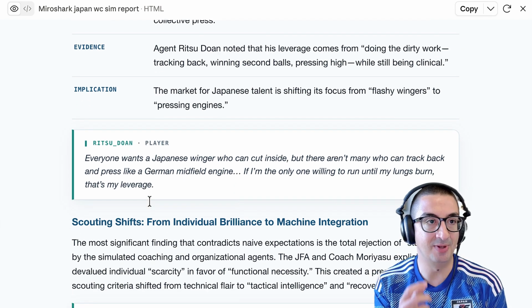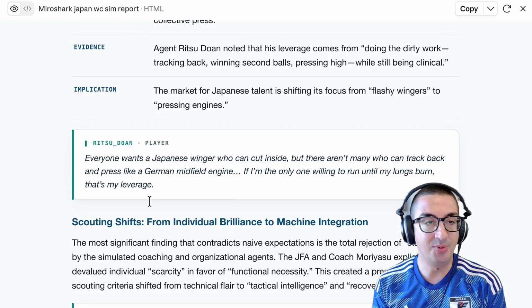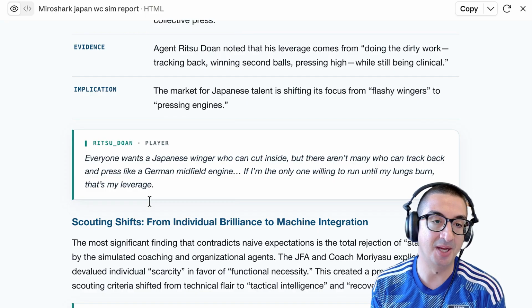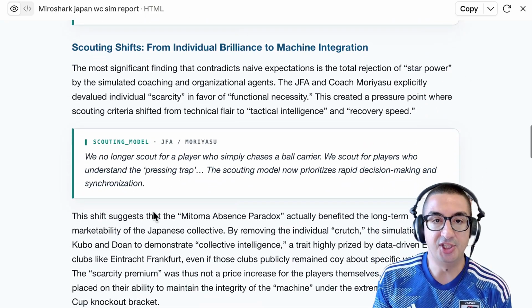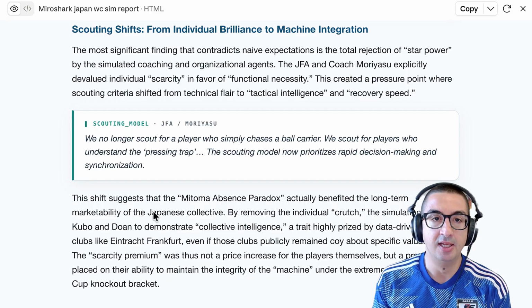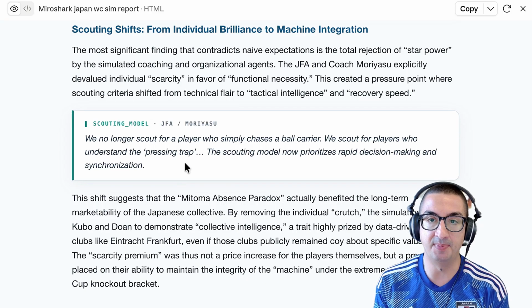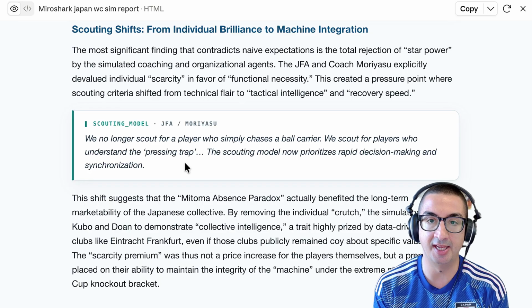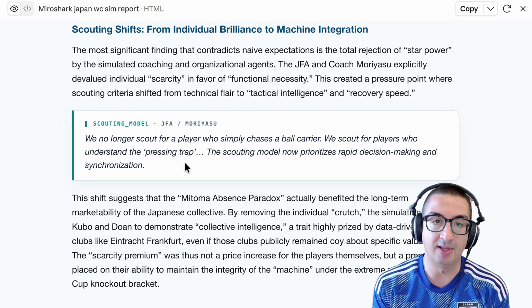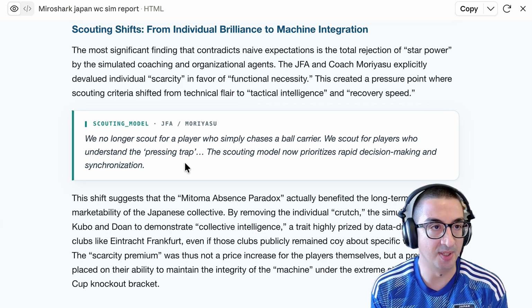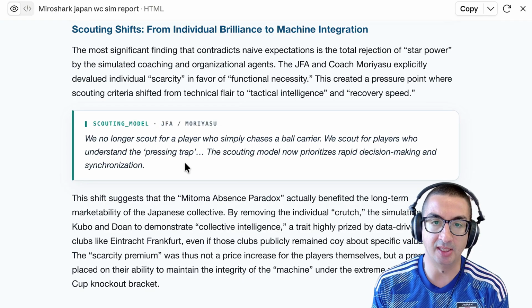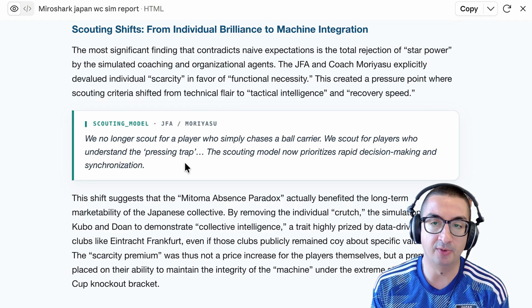So we have AI agents simulating the personality and what that specific player would say. Scouting shifts from individual brilliance to machine integration. The most significant finding that contradicts naive expectations is the total rejection of star power by the simulated coaching and organizational agents. The JFA and coach Moriyasu explicitly devalued individual scarcity in favor of functional group necessity. This created a pressure point where scouting criteria shifted from technical flair to tactical divergence and recovery speed.